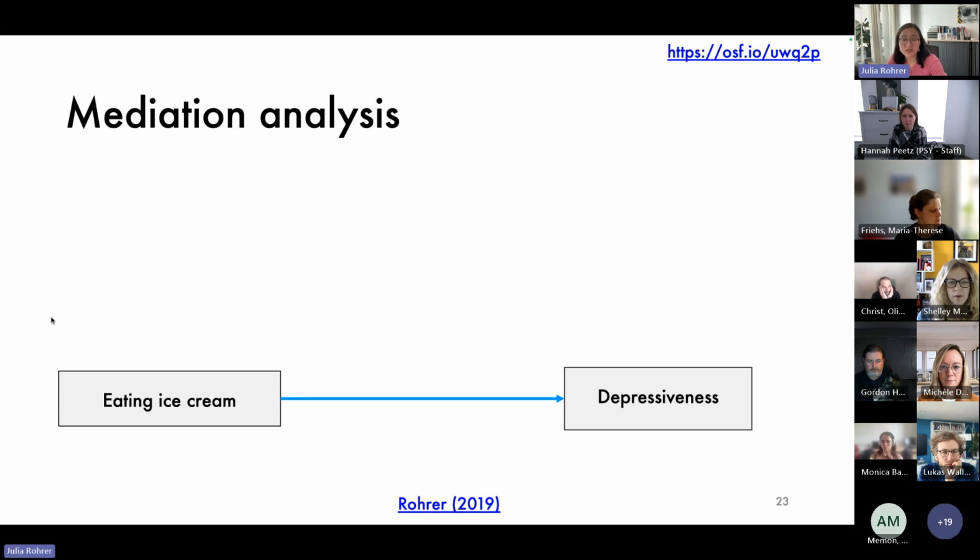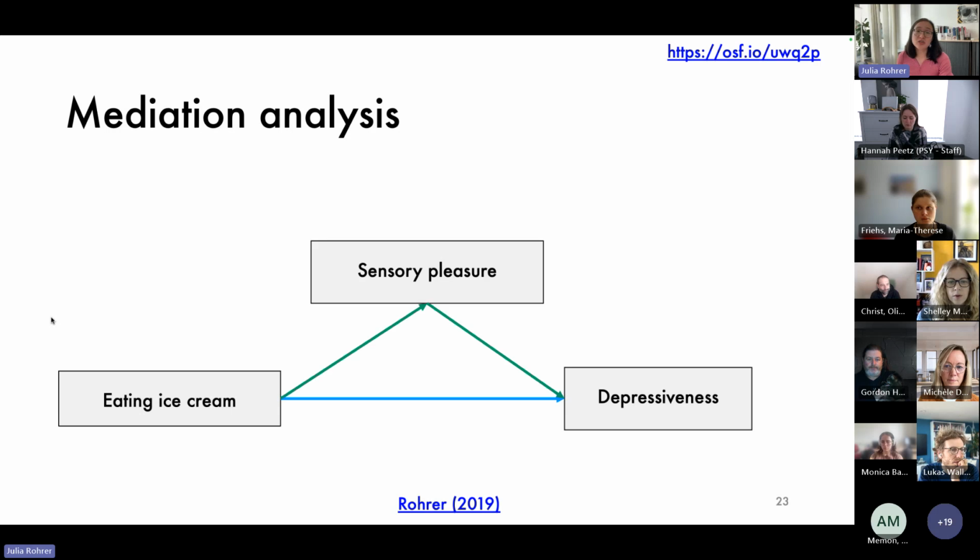But now in this hypothetical scenario, we are not just interested in the effect of eating ice cream on depressiveness. We actually have a theoretical model that eating ice cream gives people sensory pleasure, and that is in turn what reduces depressiveness, which I think substantively is not that implausible. It would be like a savoring or some mindfulness perspective here. So we let people eat ice cream or something else, and then we assess how pleasant that experience was, and then we are interested in the effect on depressiveness. So we are interested in an indirect effect here, and that indirect effect actually has two parts: eating ice cream on sensory pleasure and sensory pleasure on depressiveness.